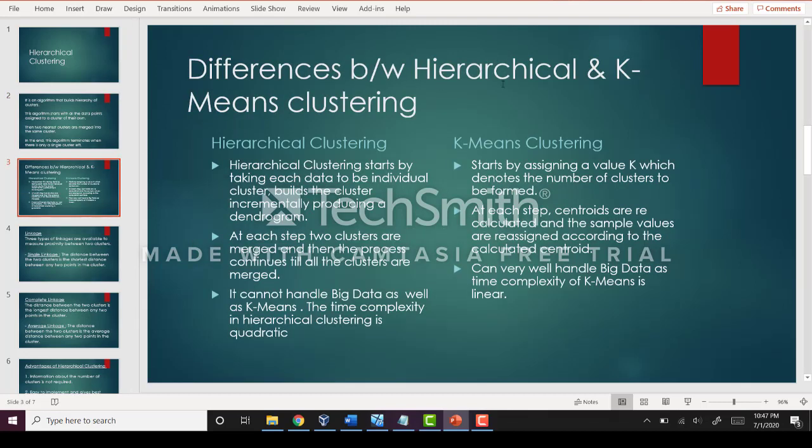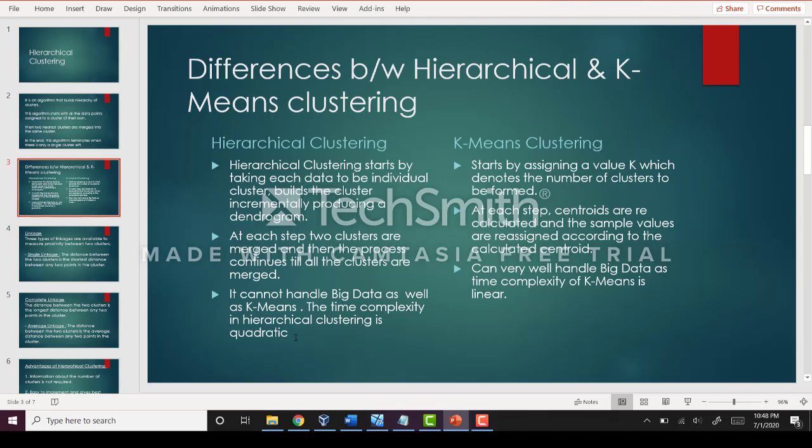Let's look into the differences between hierarchical and k-means clustering. Hierarchical clustering starts by taking each data point to be an individual cluster. It builds the clusters incrementally, producing a dendrogram. Whereas k-means clustering starts by assigning a value k, which denotes the number of clusters to be formed. In hierarchical clustering, at each step, two clusters are merged, and the process continues till all the clusters are merged. In k-means clustering, at each step, the centroids are recalculated and the sample values are reassigned according to the calculated centroid.